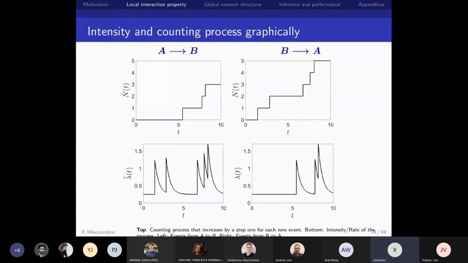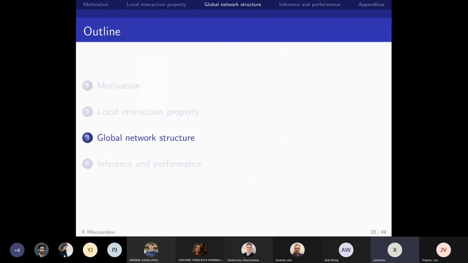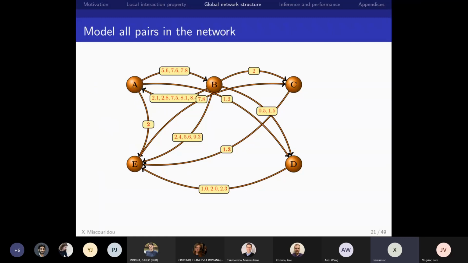So if we're fine with this graph, then I would move on to taking a step back, because whatever I have explained so far is for a single pair. So how do you model a process from A to B and a process from B to A in a single pair of people? But we have a global graph. We have these people belonging to a social network, or it could be a collaboration, a transportation, and other sorts of professional networks. So we want to model every single pair in this network.